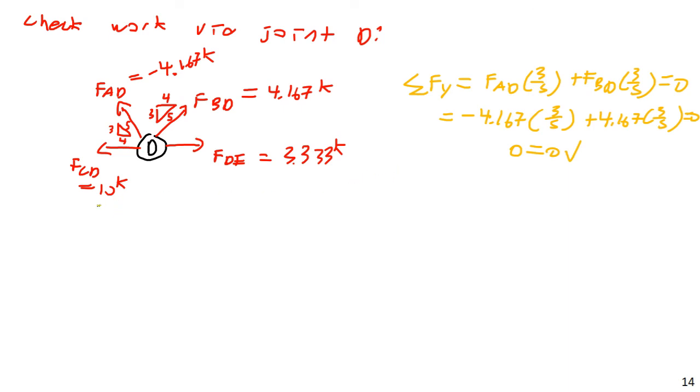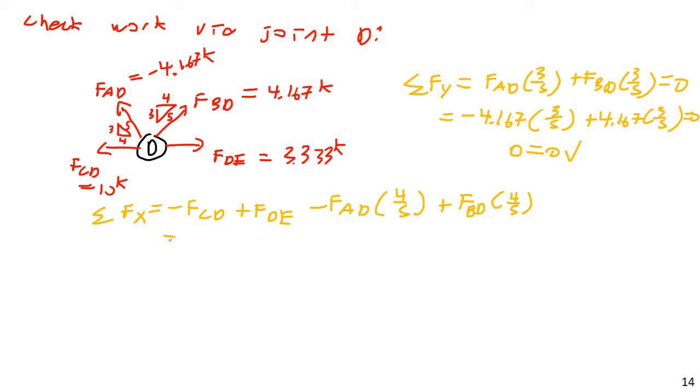So we are good in terms of equilibrium in the vertical direction. I'm going to do the horizontal one down here because I need a little extra room. Sum of forces in the x direction. I will have negative FCD, and then plus FDE, then minus FAD times 4 over 5 plus FBD, also times 4 over 5.